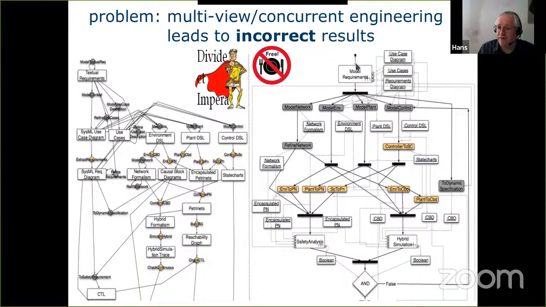There is a control flow, which says, well, first you have to model requirements, then it splits. And then in parallel, there is some modeling of the network, modeling of the environment, modeling of the plant, modeling of the control. And at some point, they are merged again. That's the control flow. We also see that some of these activities in gray are human activities, and the yellow ones are computer-based. These are basically translations, state charts to Petri nets, for example.